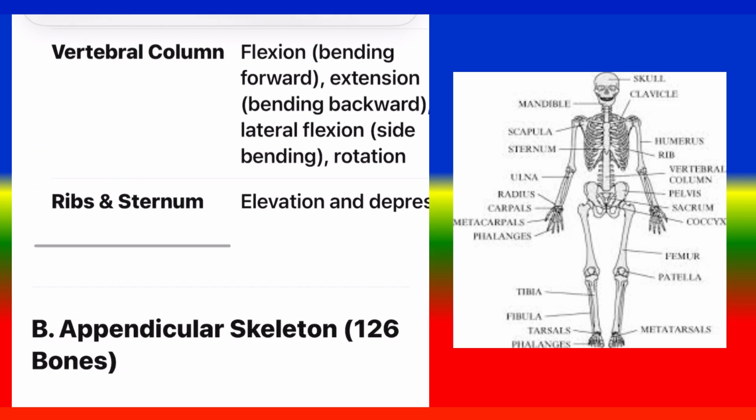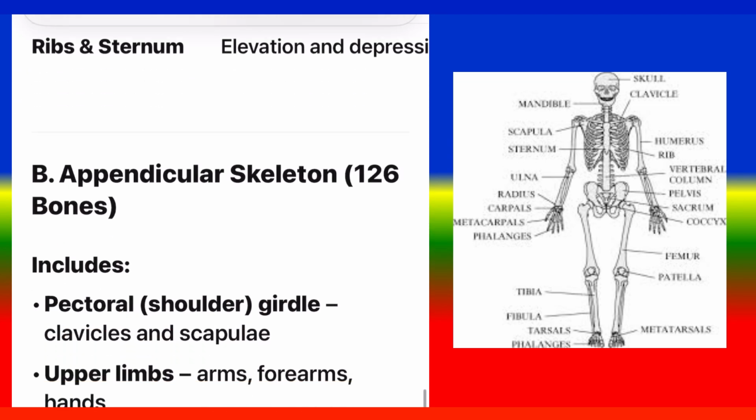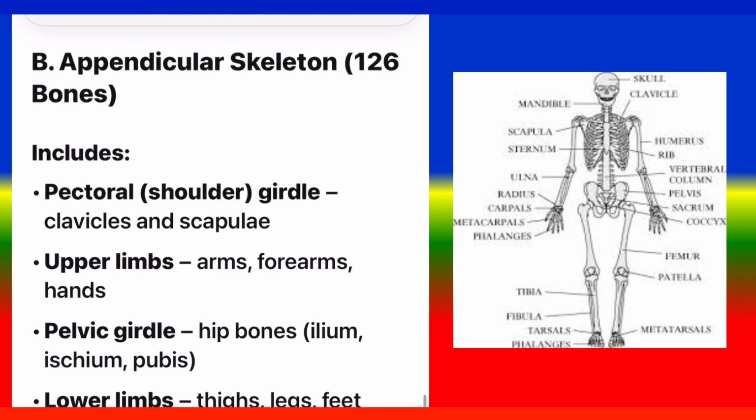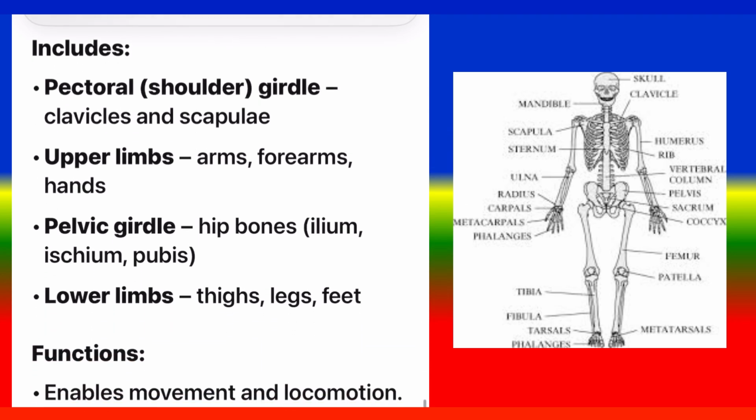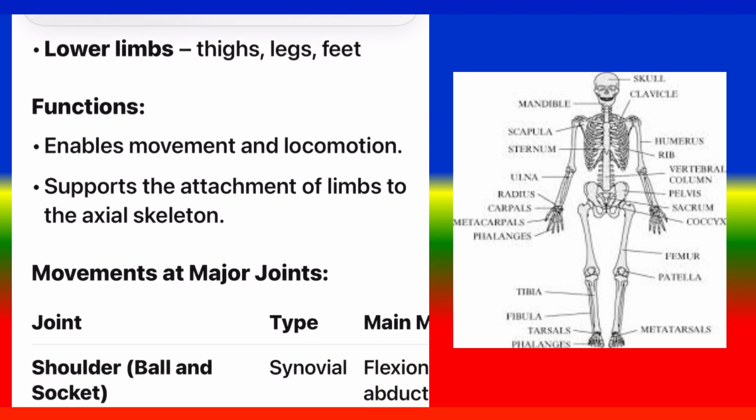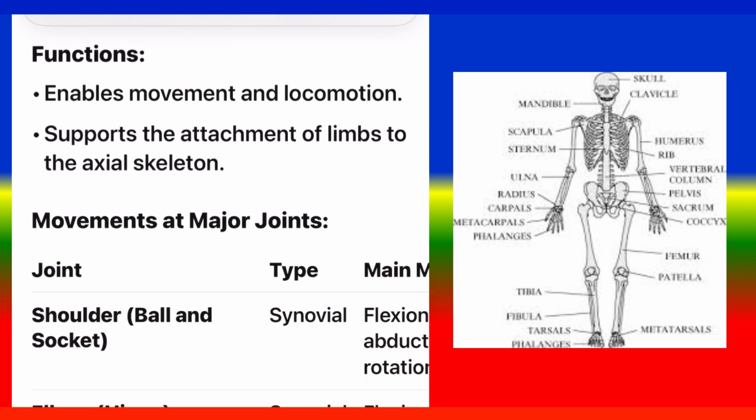B. Appendicular skeleton, 126 bones, includes pectoral or shoulder girdle, clavicles and scapulae, upper limbs, arms, forearms, hands, pelvic girdle, hip bones, ilium, ischium, pubis, lower limbs, thighs, legs, feet. Functions: enables movement and locomotion, supports the attachment of limbs to the axial skeleton.